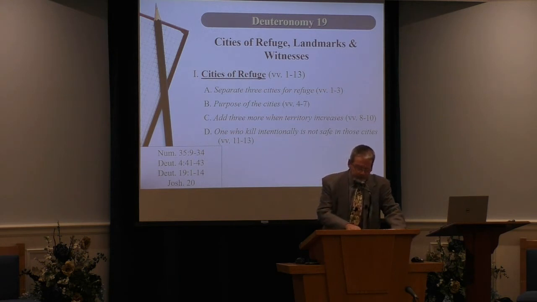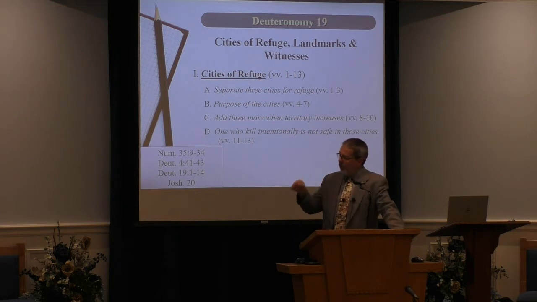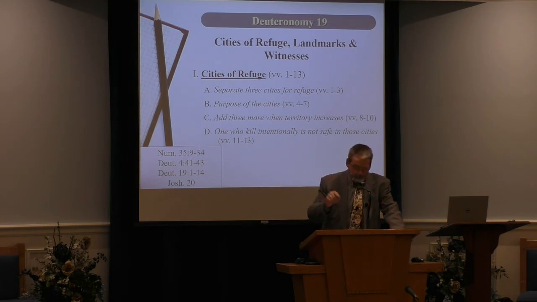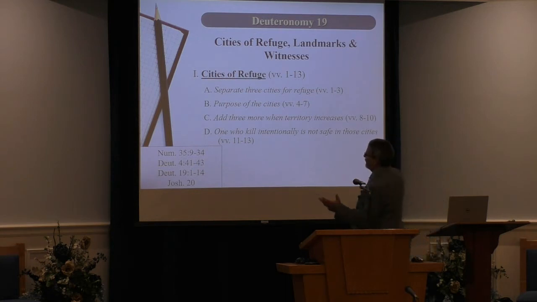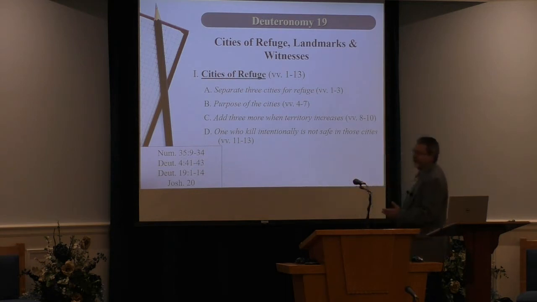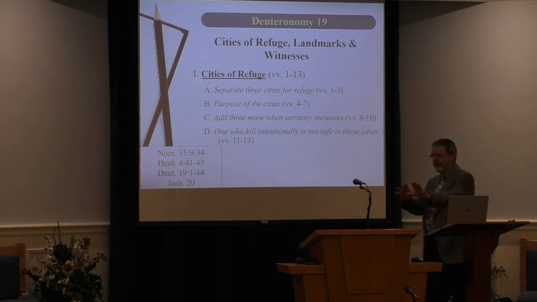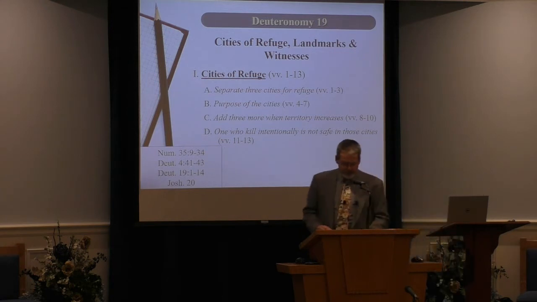Now, notice at verses 8 through 10, there were to be added three more cities that the Lord God had promised them, and of course that's conditional on their receiving that land upon their faithfulness. Now, beginning at verse 11, one who kills intentionally is not safe in those cities. Same thing that we saw in Numbers 35. Now, all of that's the background to what we have over in Joshua 20.